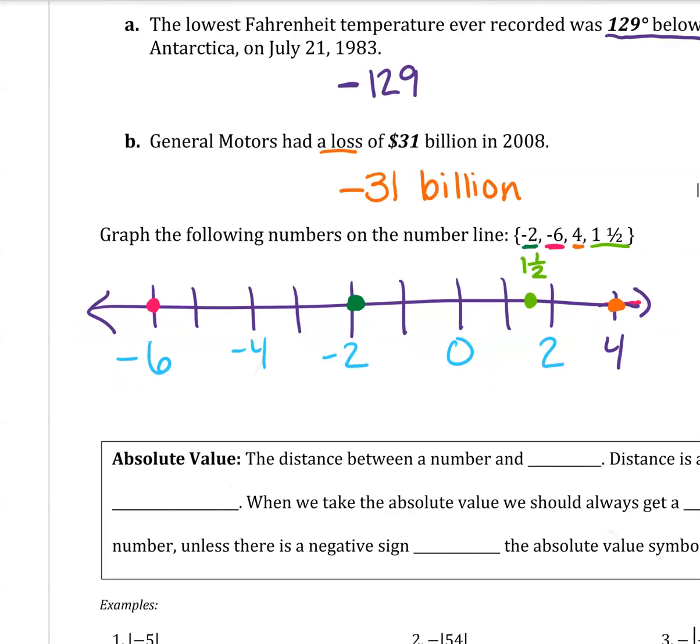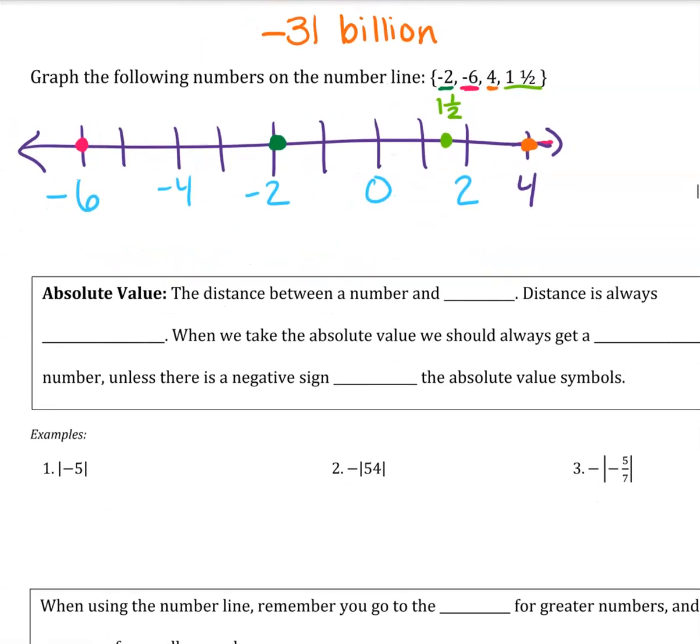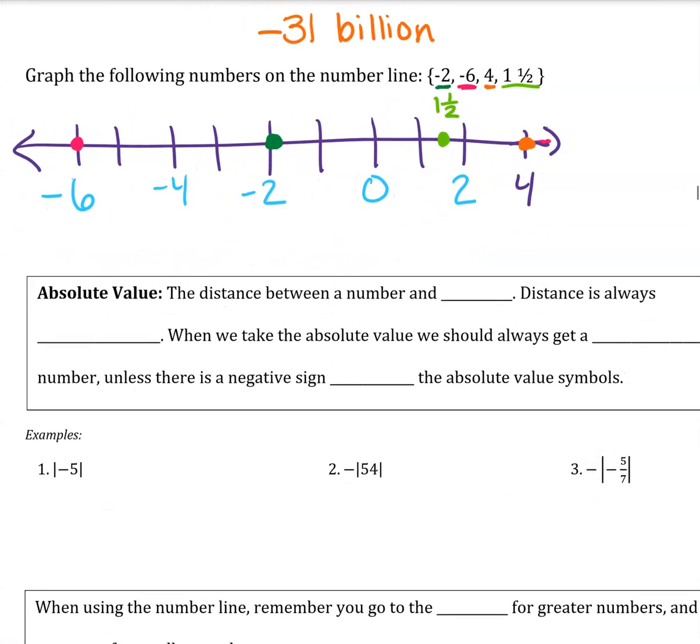The last thing that we're going to do today is a bunch of problems that have to do with absolute value. Absolute value is the distance between a number and 0 on the number line. So when we think of absolute value, we're thinking about how far away from 0 it is. When I'm talking about how far away something is, it's always positive.